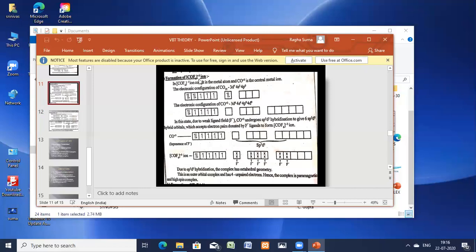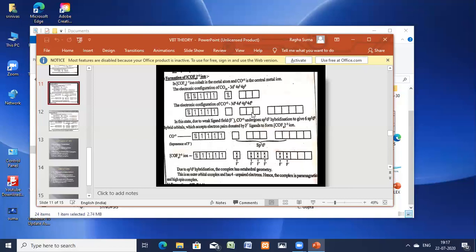The fluoride is a weak field. Fluoride is a weak ligand. So once it approaches the cobalt ion, these electrons don't get paired up, against the pairing rule. They are as they are, they don't get paired up. If it is a strong field, they get paired up. If it is a weak field, they don't get paired up.